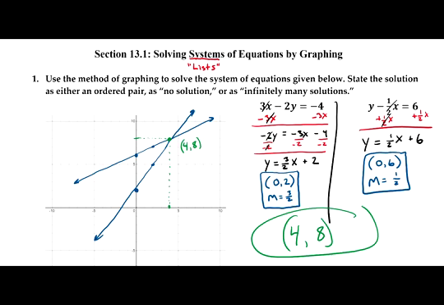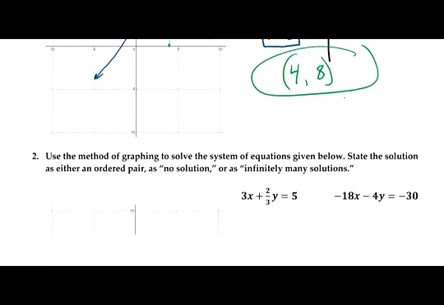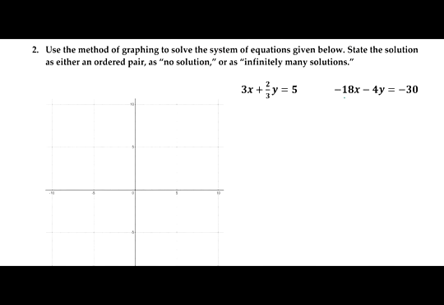Okay, so if you look at the directions, you see state the solution as either an ordered pair, which we just did, or we have these two other special cases, if there's no solution and infinitely many solutions. So we'll talk about when both of those occur. All right, so let's move on to problem number 2. All the problems are going to be the same on this video. Given two equations, solve the system by graphing.